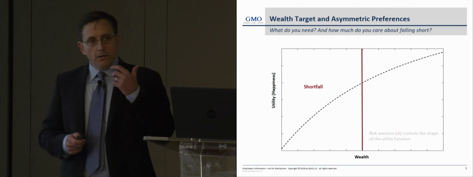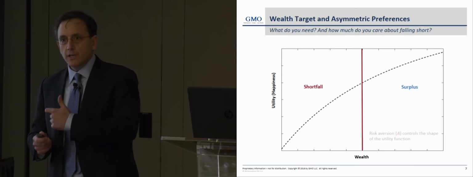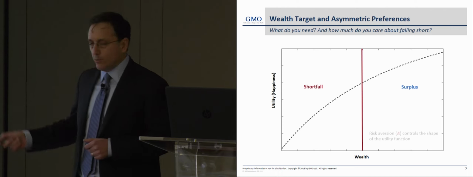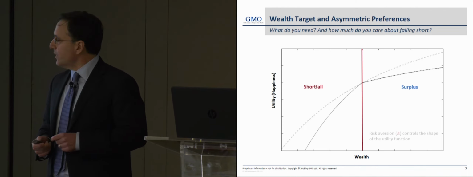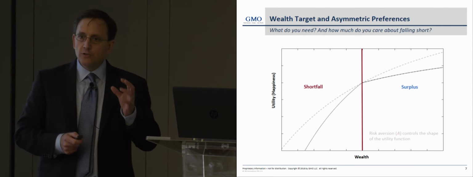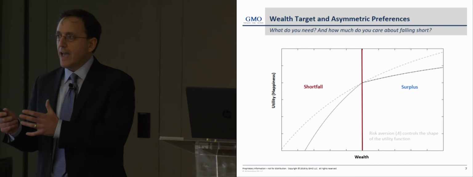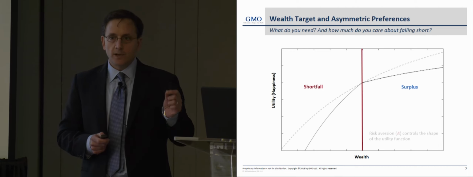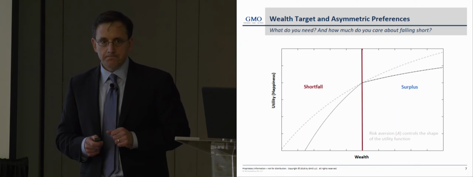When your wealth is below the target, you're in shortfall. When your wealth is above the target, you're in surplus. Now, it turns out that if the only thing you do is add a wealth target, it actually does nothing. You need to do one more thing. And that one more thing is you need to introduce this idea of asymmetric preferences. The attitude that you have to falling short of the target has to be different than the attitude that you have when you're in surplus. Once you introduce a target and you combine it with asymmetric preferences, that's the driving force behind all of the results that we're going to look at.